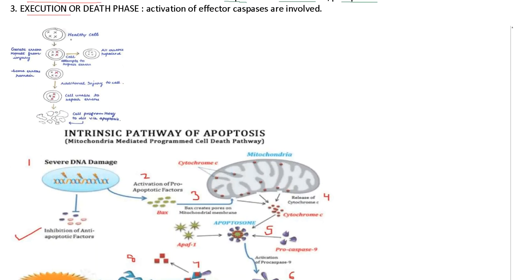So first of all, there is a healthy cell. There is some error which results from injury. So the cell tries to repair itself. If there is any additional injury to the cell and the cell is unable to repair, the cell enters apoptosis.